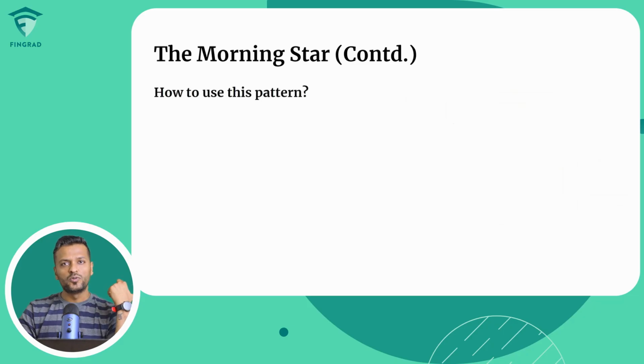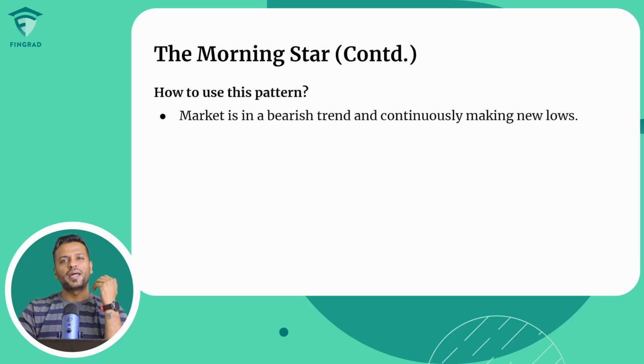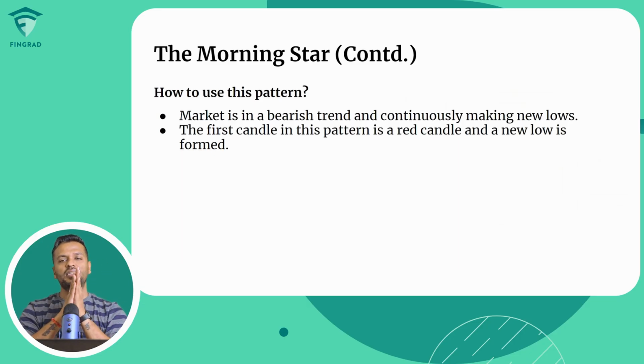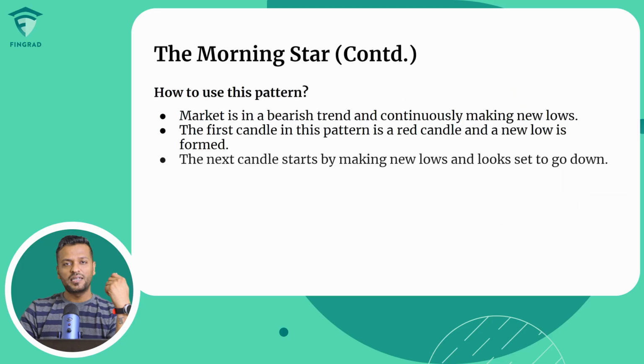Now how does one use this pattern? The prior trend here is bearish, and the market is continuously making fresh lows, touching newer lows in the market. The first candle on the formation is a red candle, and we can see that the weakness is continuing. Again, the second candle also starts below the previous day's close, which means we're expecting more bearishness in the market. But what happens?